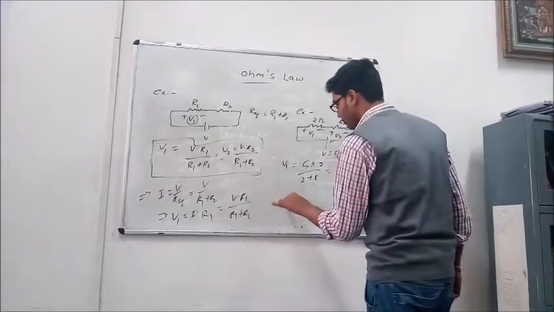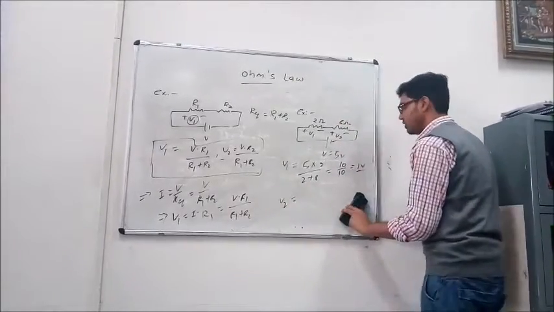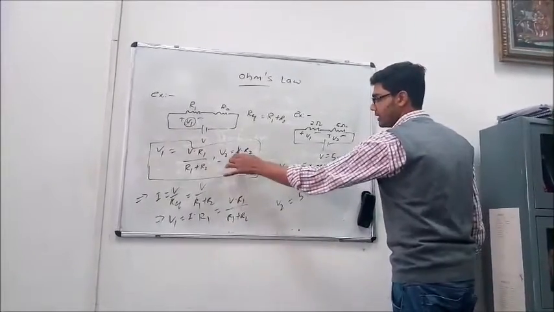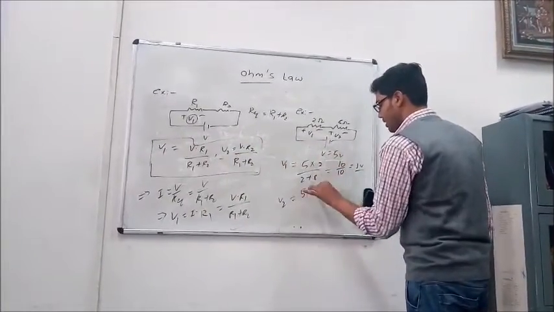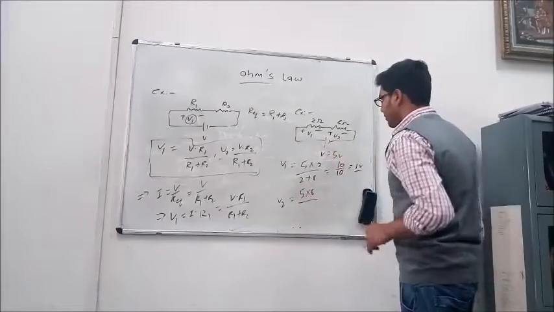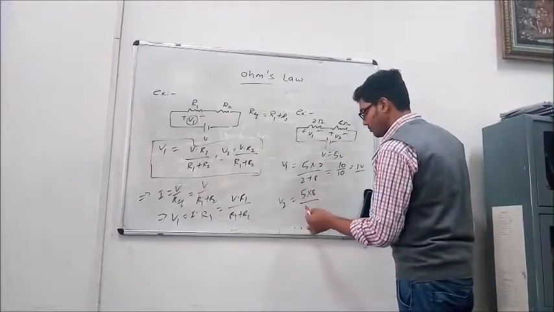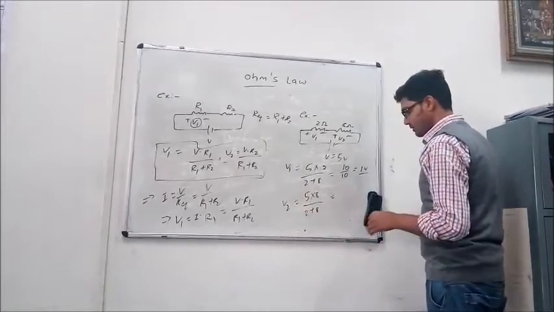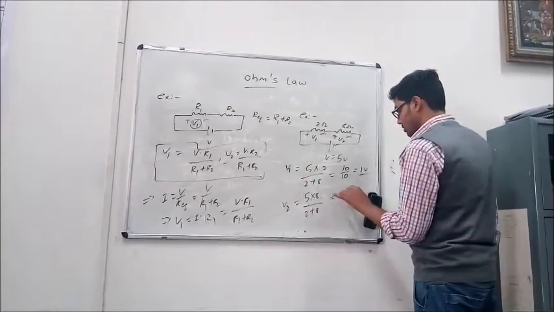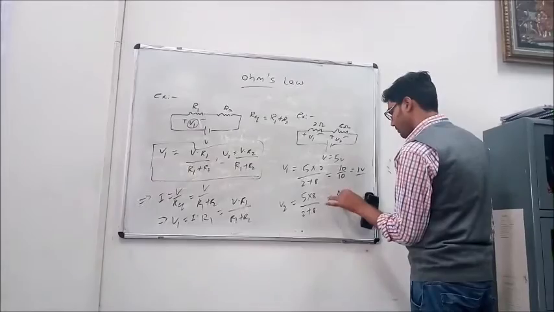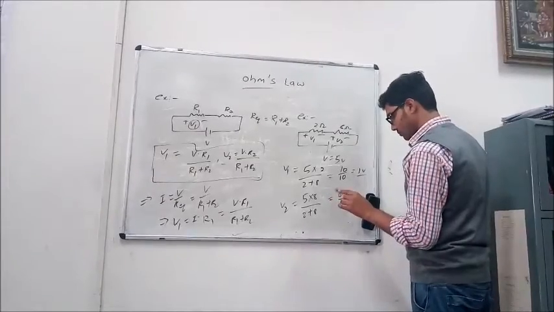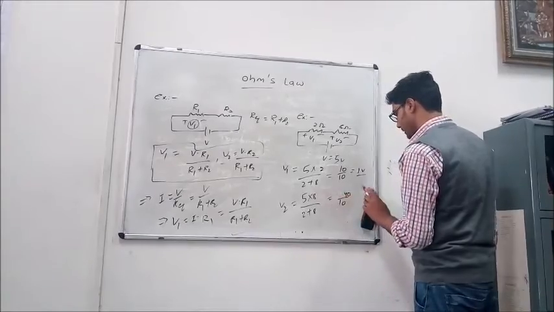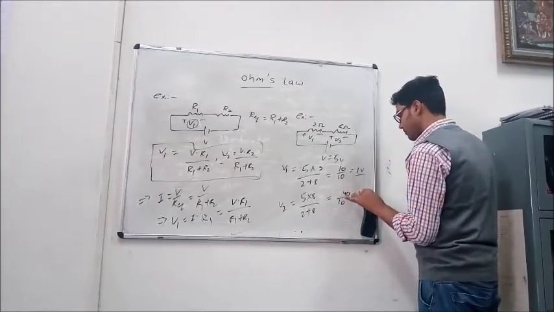In the similar way, if you would like to calculate the voltage across 8 ohm, we have already written it in the formula: V into R2, 8 ohm, divided by R1 plus R2. So how much are we going to get? 5 times 8 is 40, divided by 10. So we are going to get 4 volt.